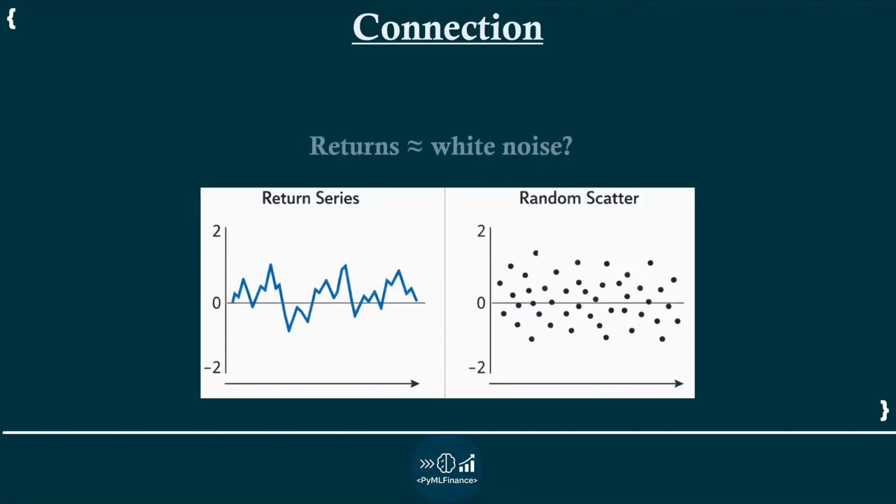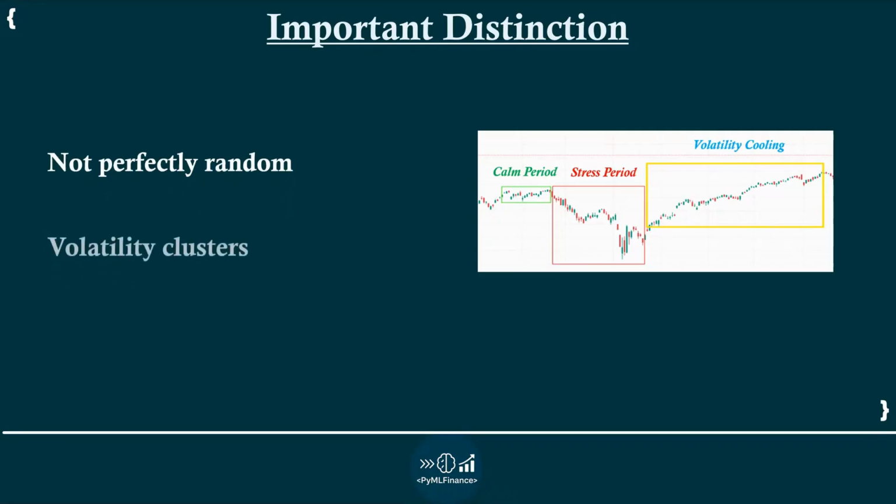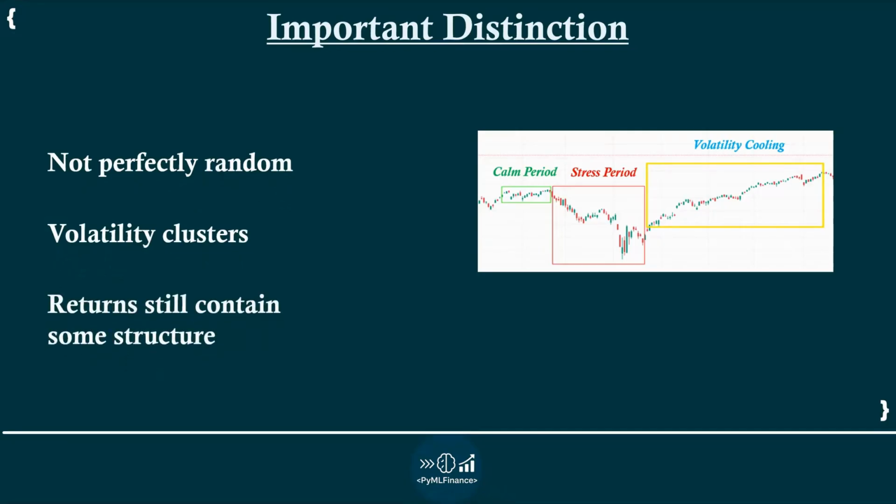In finance, we often compare returns to white noise. Returns appear random, they fluctuate around zero, and they are difficult to predict. But are they truly white noise? Not exactly. Financial data is not perfectly white noise. We saw earlier that volatility clusters. So, while returns look random, they still contain some structure.